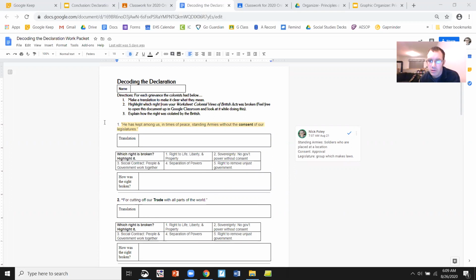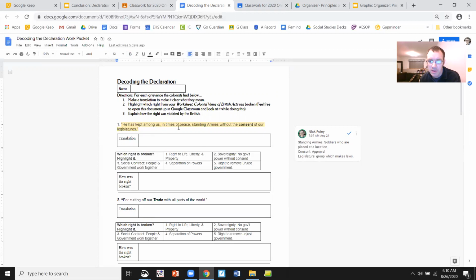But for each grievance, there's a few features. First off, the language here next to the number in quotations is the actual wording from the declaration. So number 1: he is kept among us in times of peace, standing armies without the consent of our legislatures. Now, if I have a note on the side, like you see right here, this is helping you to understand the vocabulary. So look at that.